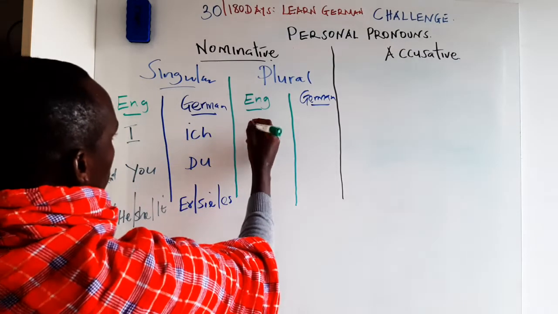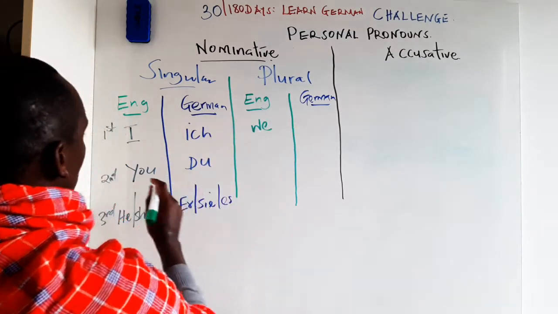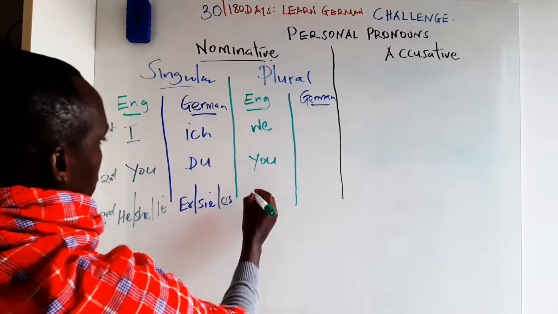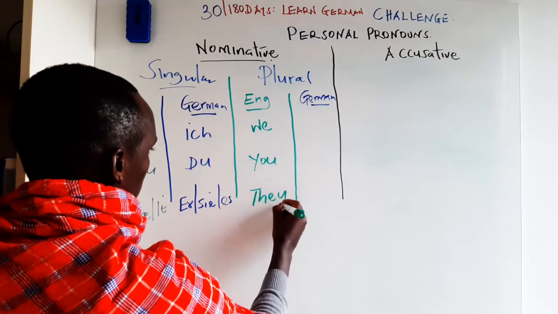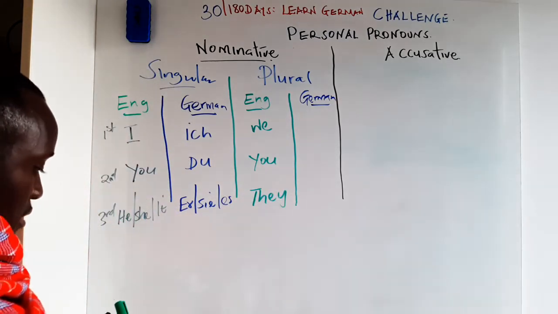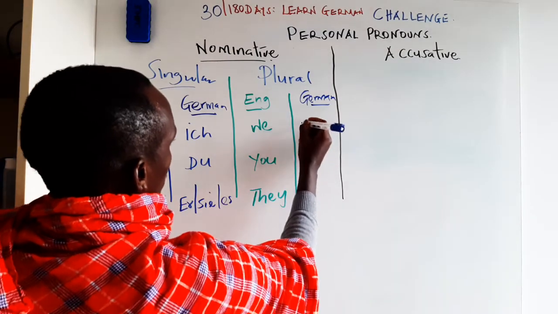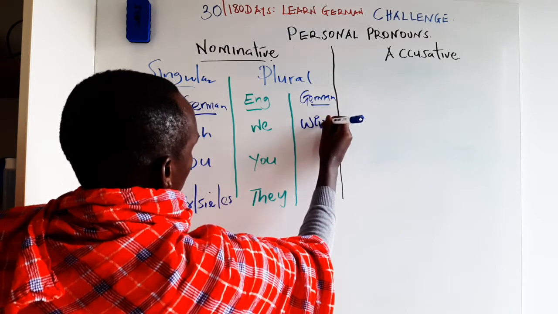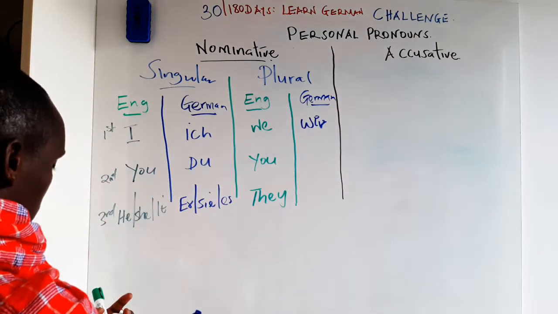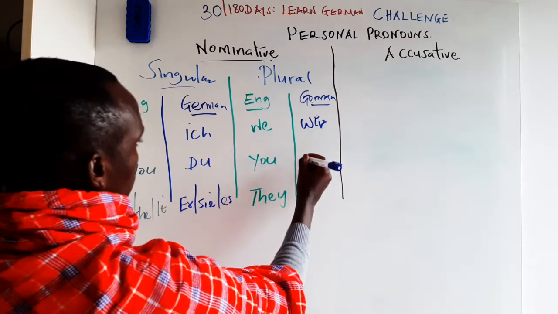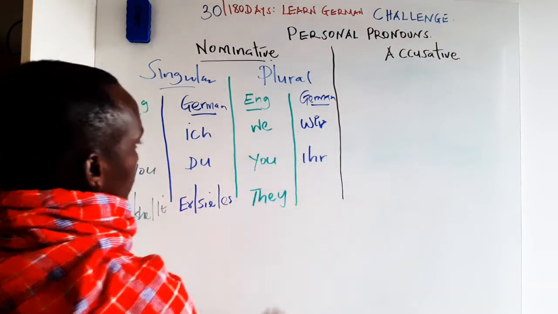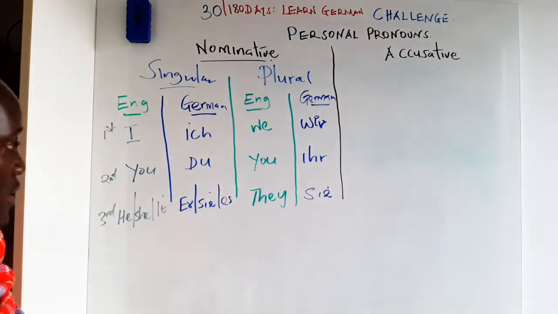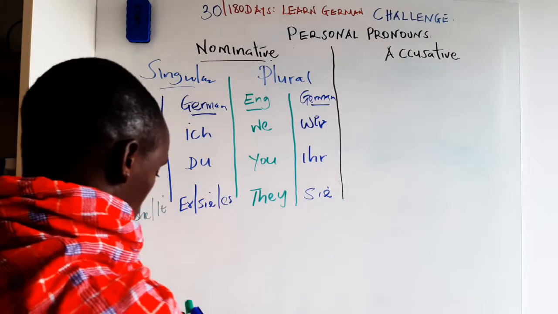Okay? So in plural, I will be we. You will be you in plural. And he, she, it will be they. And because we have done it before, we is wir, you is ihr, and they will be sie. Okay, so let's see what we want to discuss today.